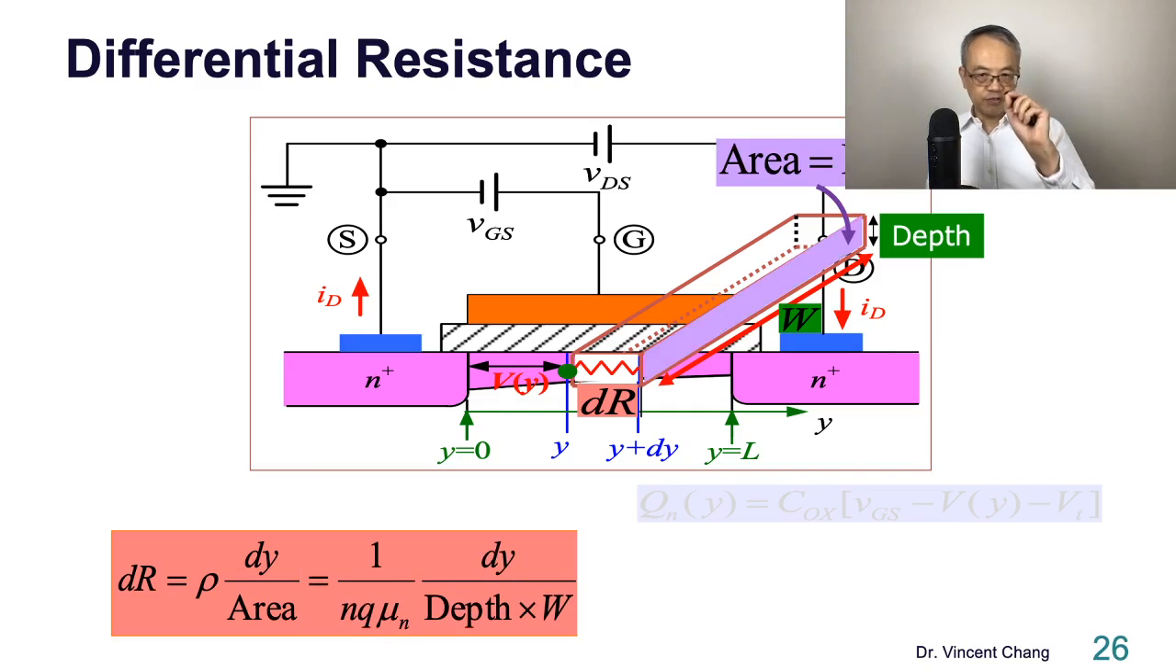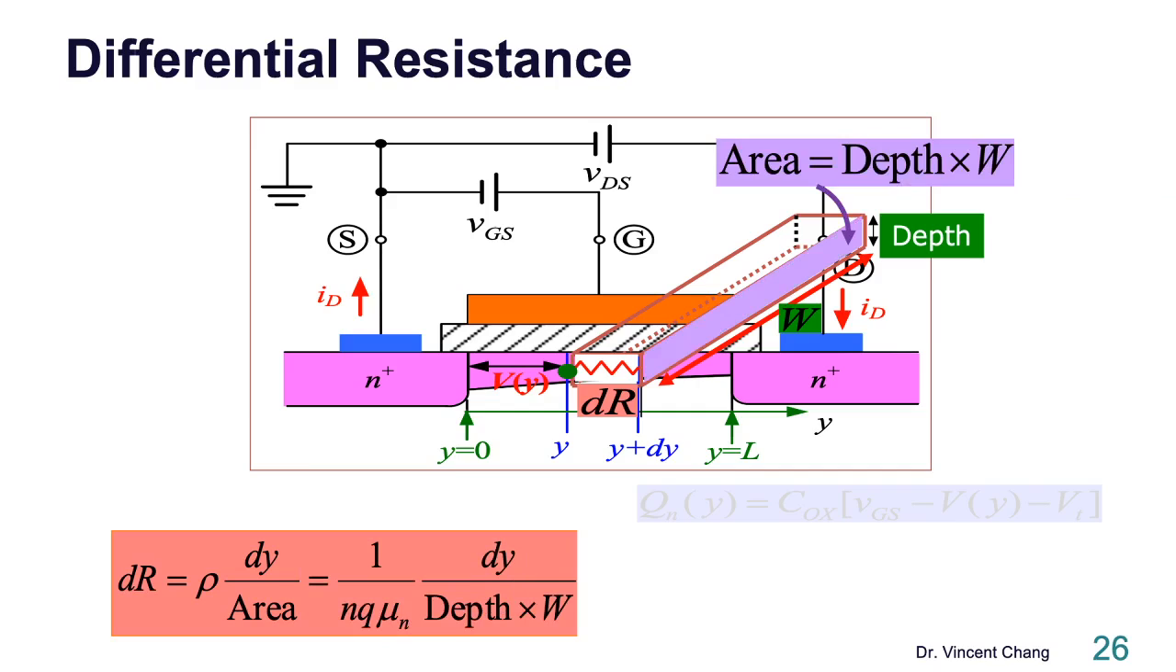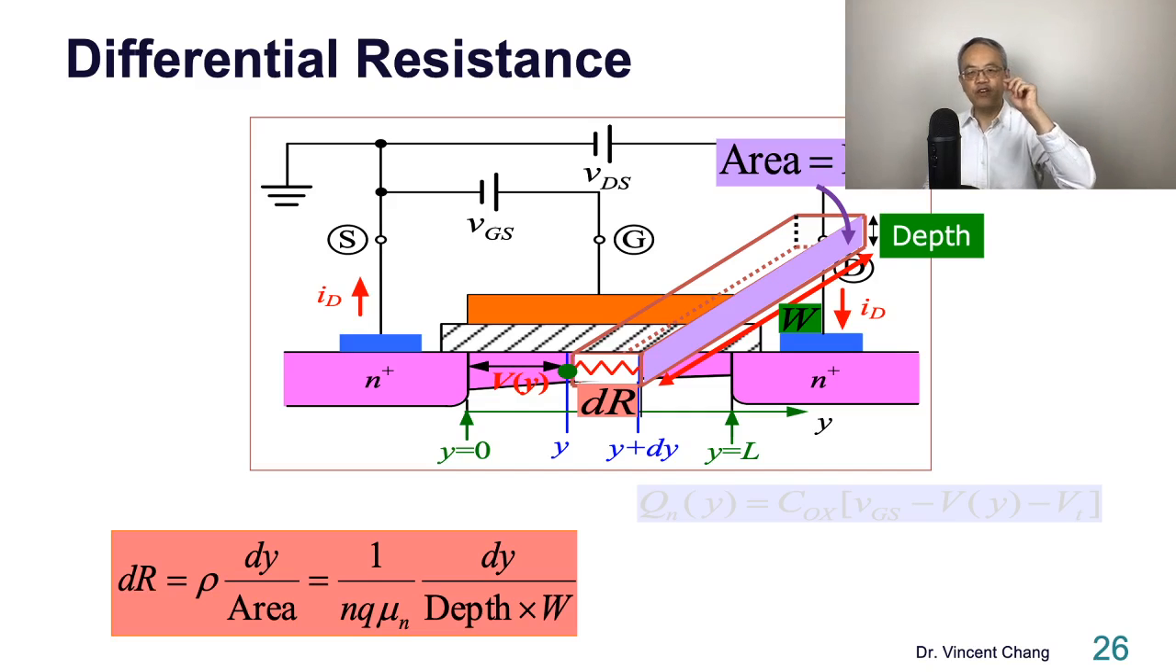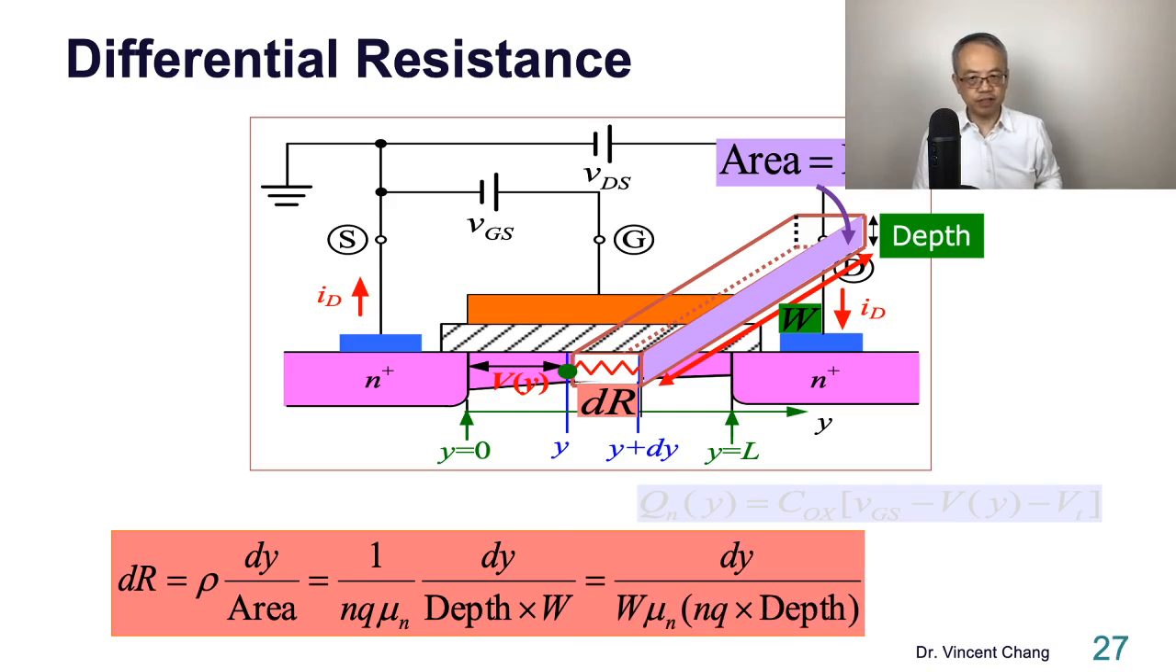Now, for the cross-sectional area, it's the depth times width. What about the resistivity? Based on the semiconductor physics, it's 1 over electron concentration, electronic charge, and the electron mobility. 1 over N Q mu n, resistivity.